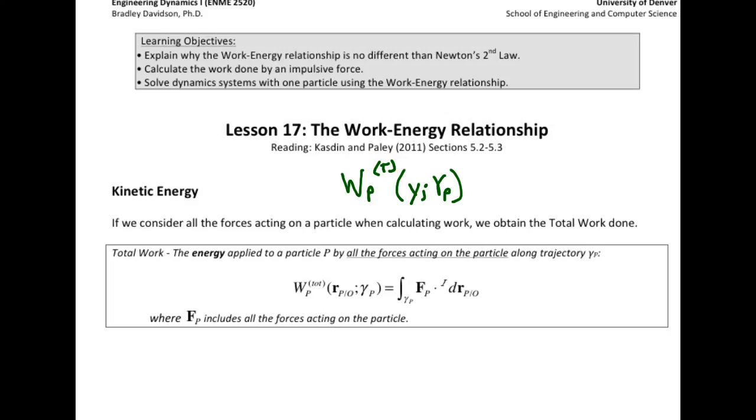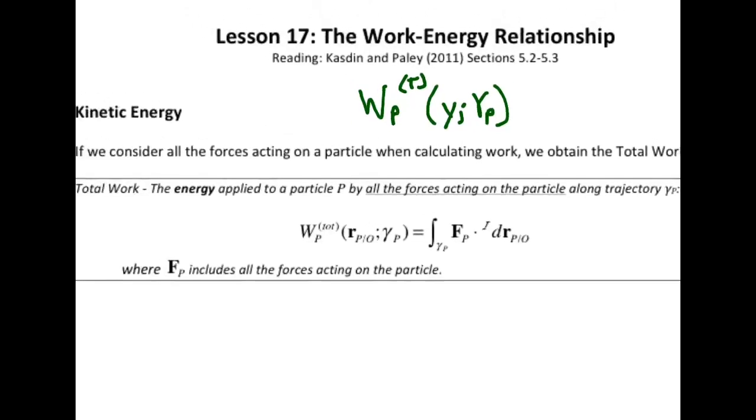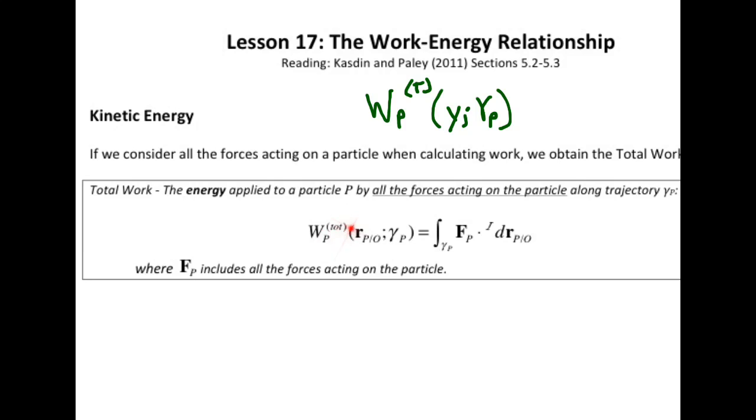And so what we're going to do this time is define, instead of tension T, all the forces that are acting on the particle, and instead use the total work. So look down at the definition here: the total work is the energy applied to a particle P by all the forces acting on the particle along that trajectory, gamma P. And so our notation changes just slightly, in which we're now writing the work of all the total forces, and the rest of it is the same.